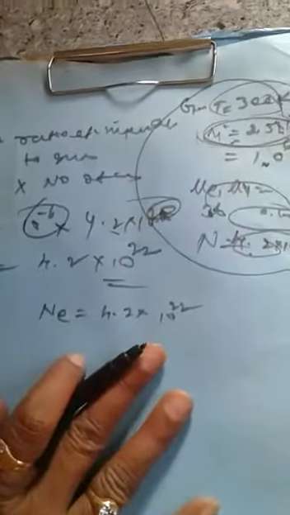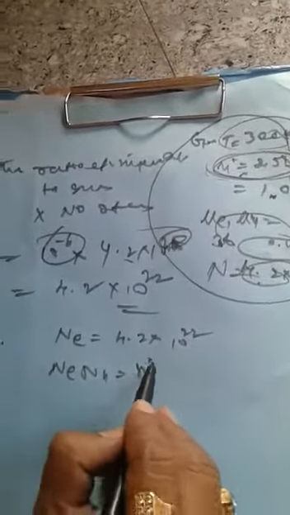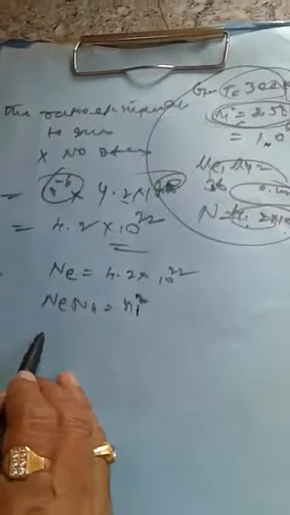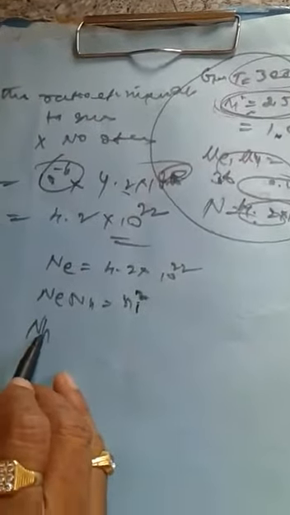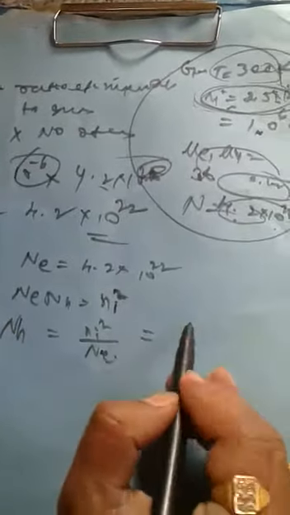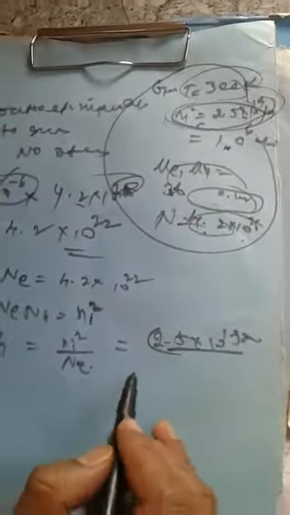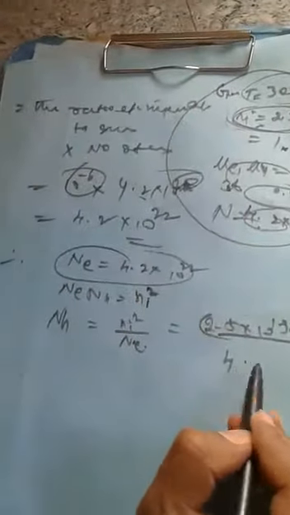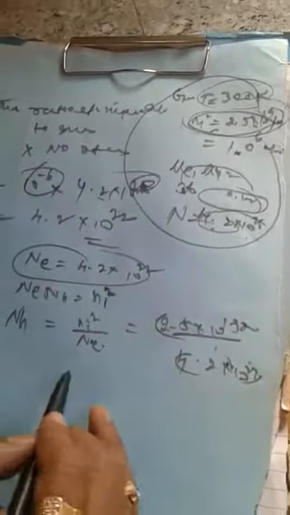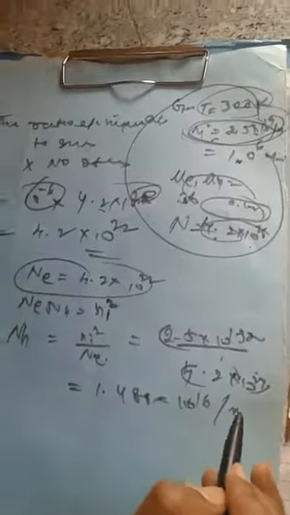From the law of mass action, we know that the product of the number of electrons and the number of holes is equal to the intrinsic concentration squared. So the number of holes, Nh, is equal to Ni squared divided by Ne. So Ni is 2.5 into 10 to the power of 19, squared, divided by Ne, and Ne is 4.2 into 10 to the power of 22. Simplifying this, you will get 1.488 into 10 to the power of 16 per meter cubed.